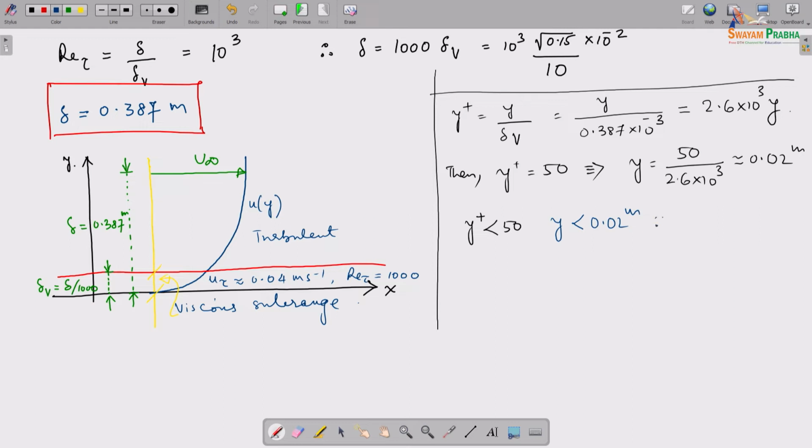that means it is the viscous wall region. So for this particular case, if the distance from the wall is less than 0.02 meters, 2 centimeters actually, okay. Then if y plus is greater than 50, which means that y is greater than 0.02 meters, that's the outer layer.